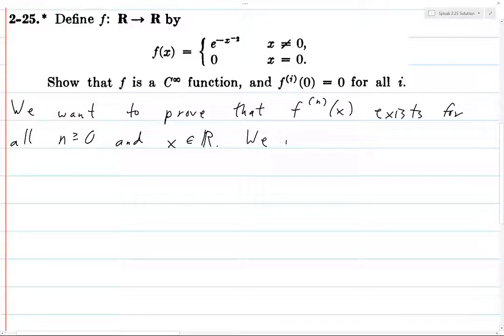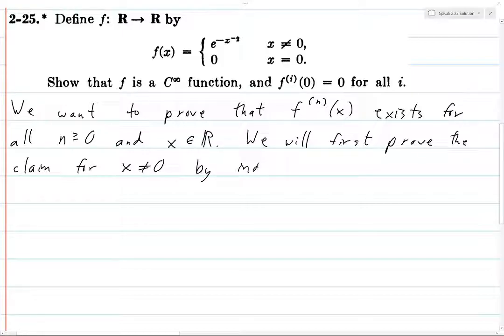So how are we going to do this? We will first prove the claim for x non-zero by induction on n.